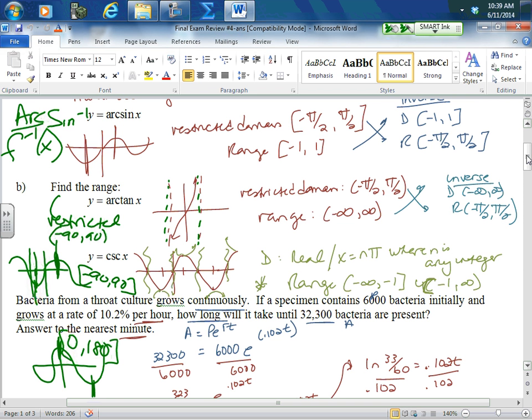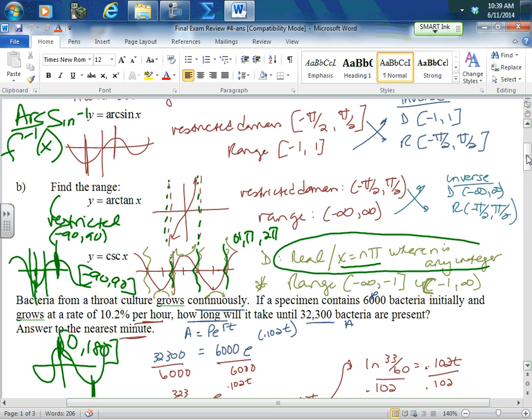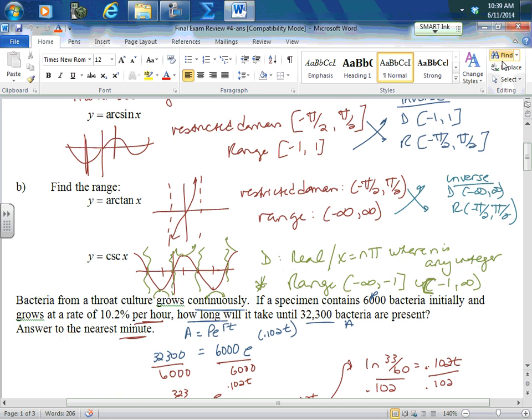And the cosecant goes off the sine. So here's where your restrictions are: at the 0, at the pi, at the 2 pi. So it's every pi, n pi, where n is any integer: 0, 1, 2, 3, 4, 5. Okay? Good. All right, stop me if you have any questions.